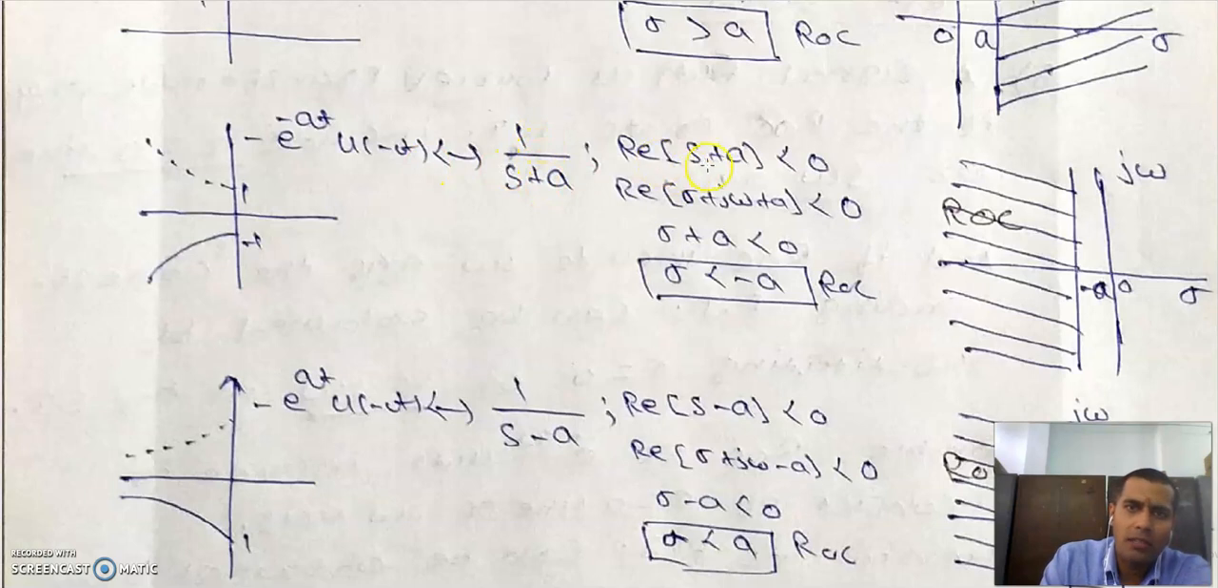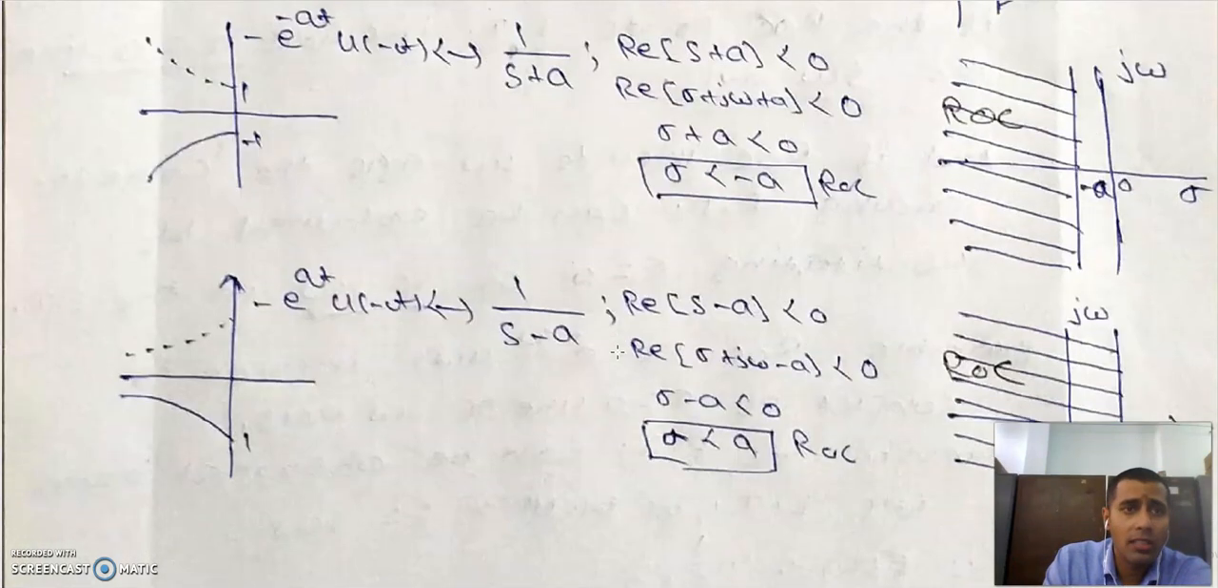Its ROC is real part of s plus a less than 0. So with the same process, replacing s by sigma, we get sigma is equal to minus a, that means ROC is less than minus a. Also its pole is s plus a equal to 0. To find the pole, we take the denominator equal to 0, so s plus a is equal to 0, so s is equal to minus a. It is left sided, so this will be sigma less than minus a.